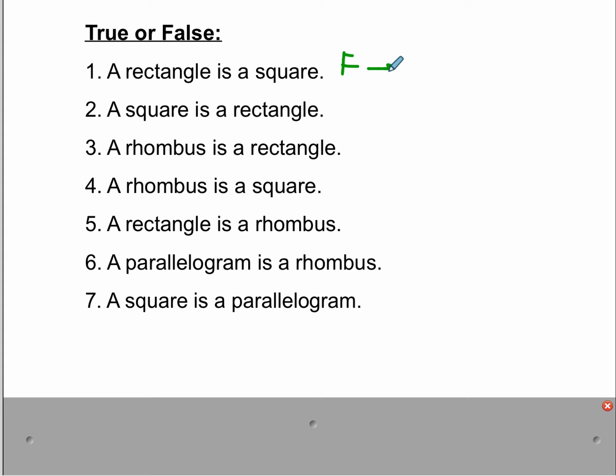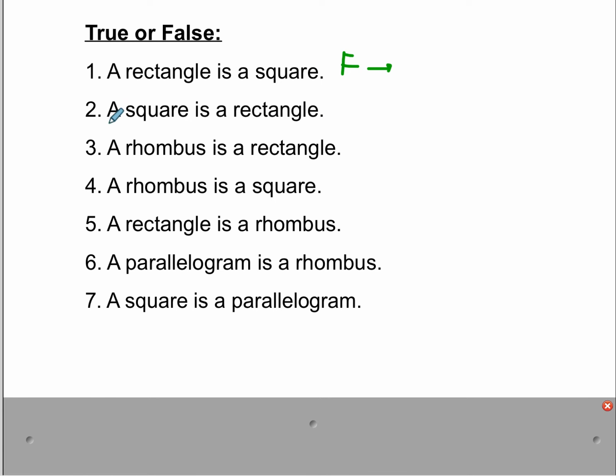Why? That's because a rectangle does not stipulate that it has to have 4 congruent sides. So we could go in reverse and say that a square is a rectangle because a square must have 4 right angles. But a rectangle does not have to be a square. So a rectangle is not always a square, and that makes this statement false.